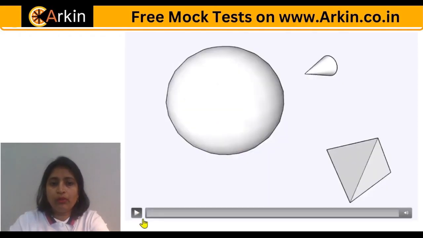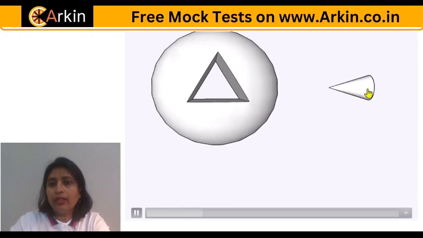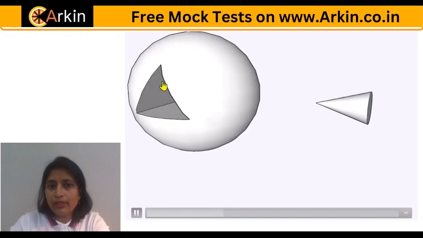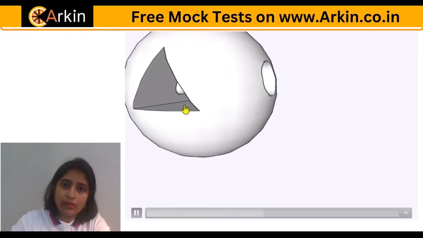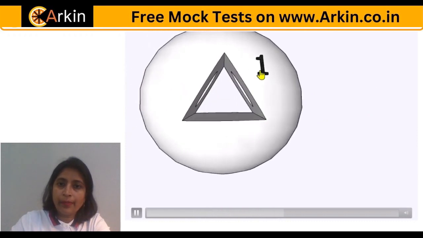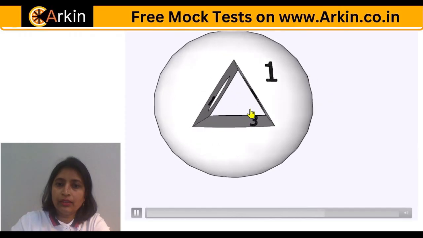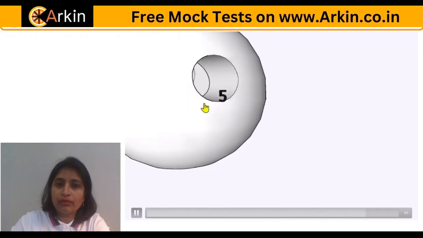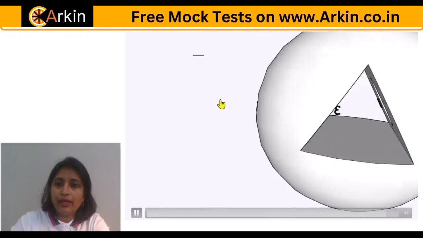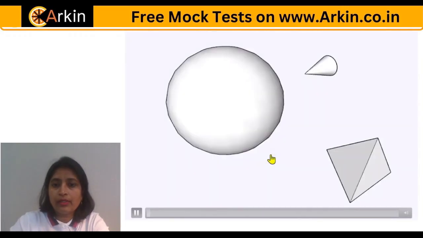Let me show you from the model also. See, this tetrahedron will make a triangular hole. This cone will make a circular hole which will pass through from inside because this diameter is less. So the total number of surfaces will be 1, 2, 3, 4, and this hole has been divided into two parts because of the tetrahedron. So 5 and 6. So the total number of surfaces will be 6.